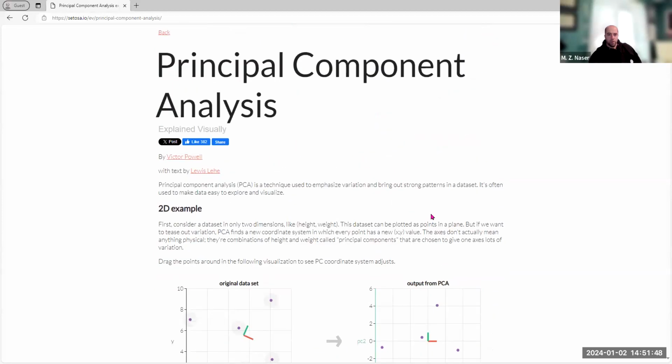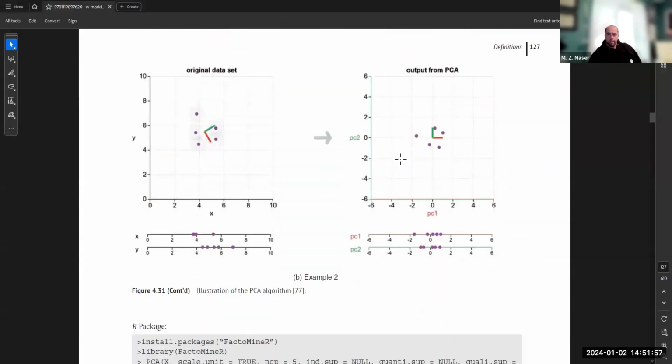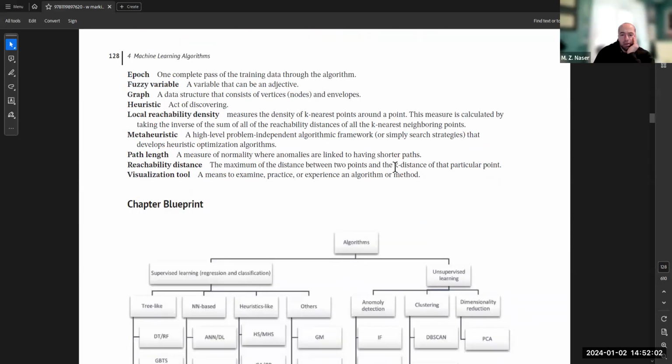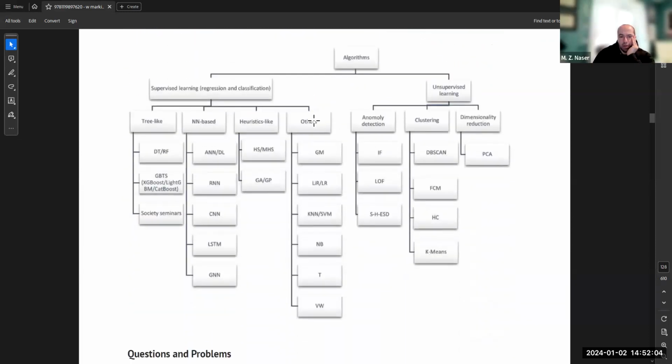This, I think, is by Victor Powell. And then these are the algorithms. You can see there are a lot of algorithms. My preference is really to maybe focus on decision trees, GPTs, neural networks. If you have these on hand, there's a very good chance you'll be able to solve a lot of the regression problems and a lot of the classification problems.